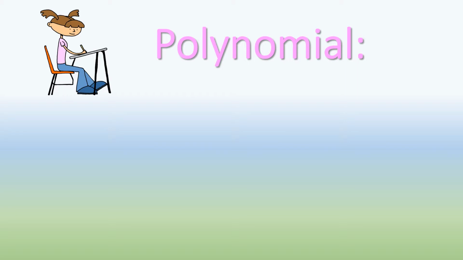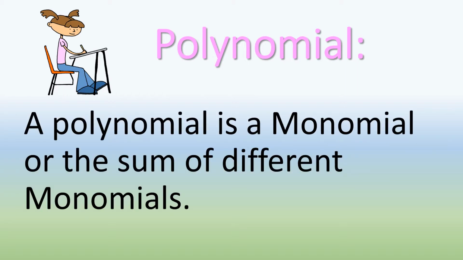Now we're going down to about the middle of your page, and it says polynomials, and they want to know what a polynomial is. Well, basically a polynomial is a monomial. A monomial is a polynomial, and it's the sum of different monomials. Now when we add negative monomials together, you're actually subtracting. So don't let that throw you.